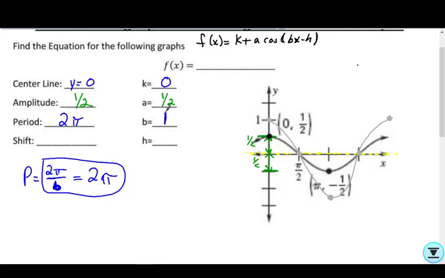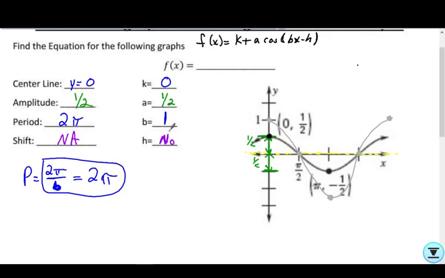Now, has there been a shift? Have we moved left or right? Since we drew our parent function right there, the answer is no. There has not been any shift, so we don't have to worry about a shift. So there, you can put N/A or just leave it blank. So there's no h.